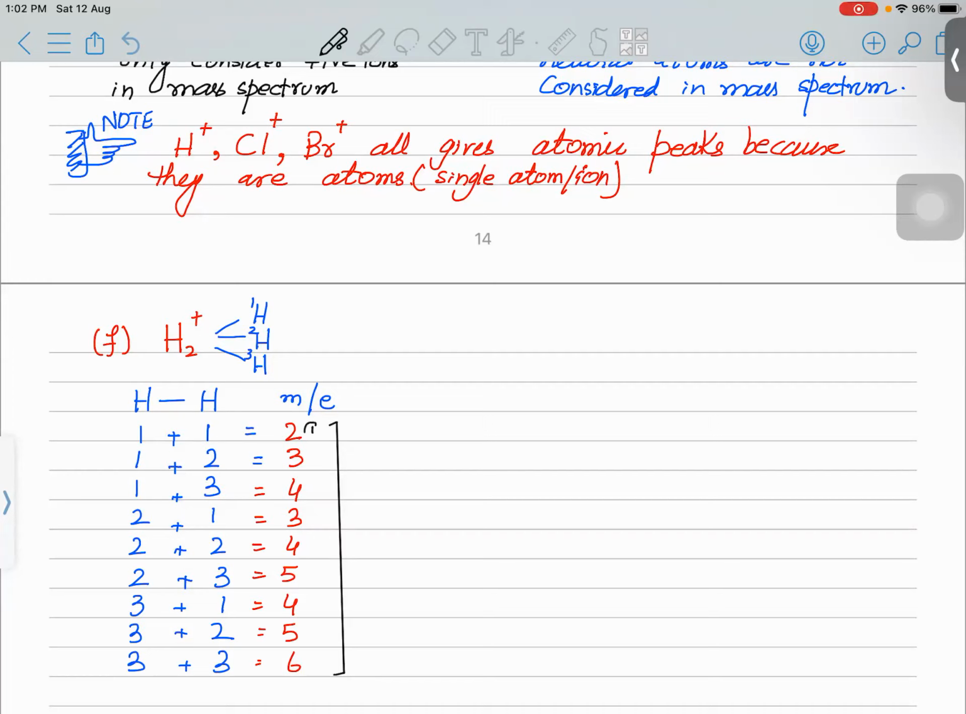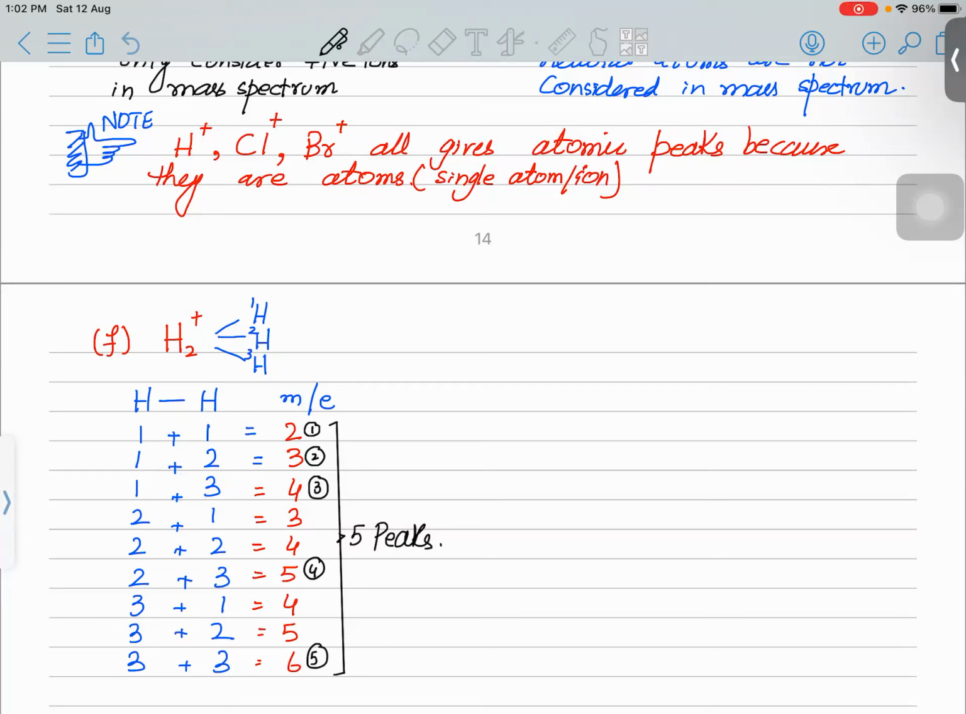At 2, you have 1 peak. At 3, you have the second peak. At 4, you have the third peak. At 5, you have the fourth peak. At 6, you have the fifth peak. So 5 peaks. These are called molecular ion peaks.